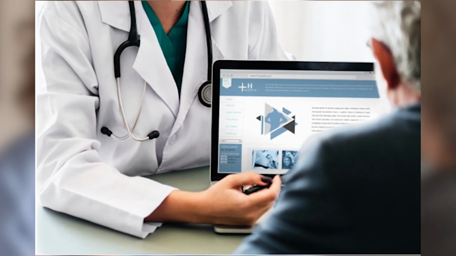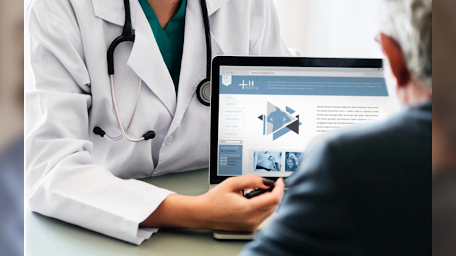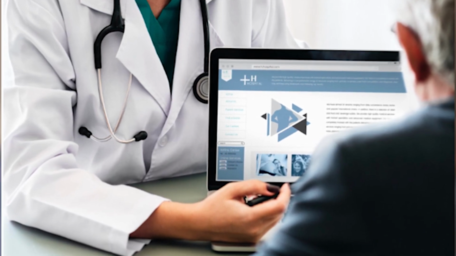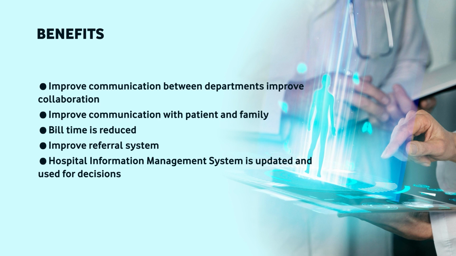Here, electronically, whatever information is to be passed from one department to another, one profession to the other, was electronically provided in time. No blame game was there that we have not received in time, or the order was not correct, and it helped in improving the collaboration. If collaboration is improved, the patient care will also improve. Then, improve communication with patients and family.